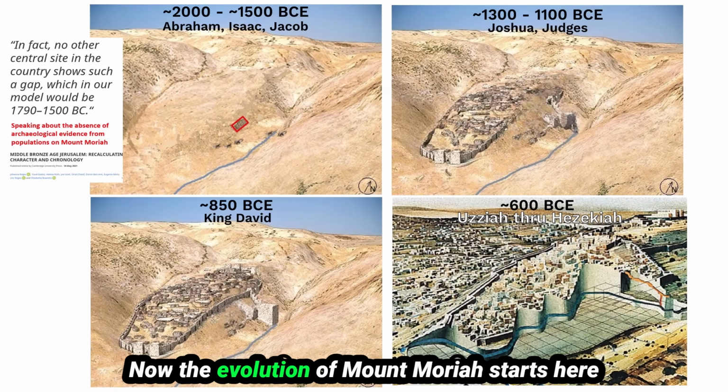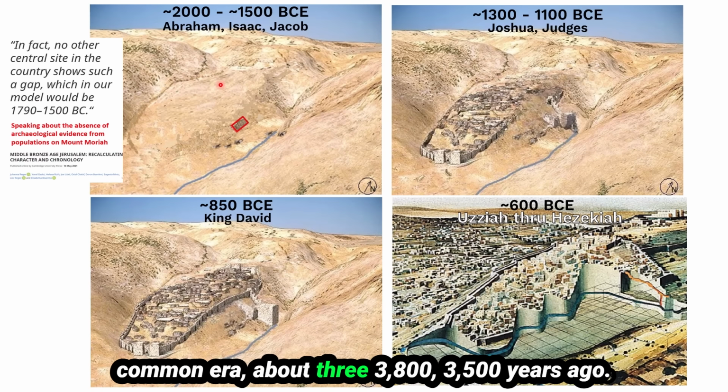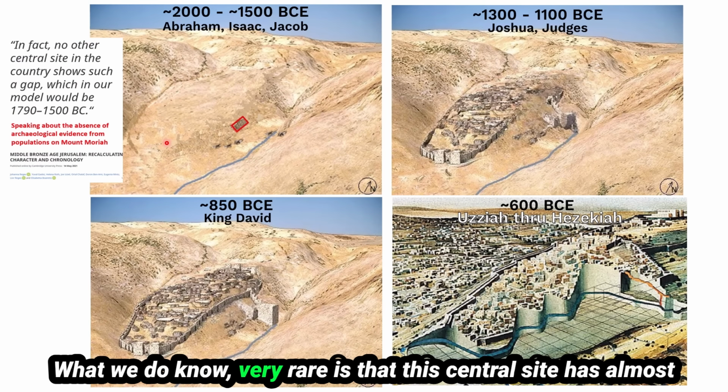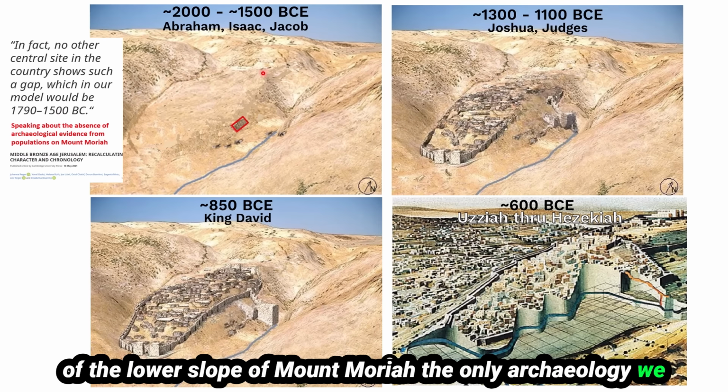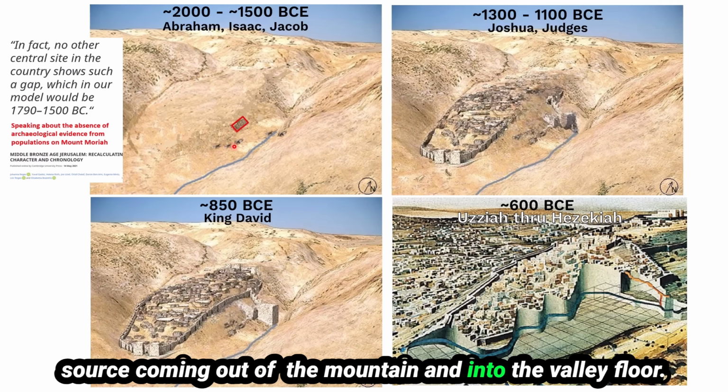Now, the evolution of Mount Moriah starts here back in the period 2000 through 1500 before the Common Era, about 3,800, 3,500 years ago. What we do know, very rare, is that this central site has almost no archaeology on the summit of Mount Moriah and on the ridge of the lower slope of Mount Moriah. The only archaeology we find is on the eastern slope, around the Gihon Spring, the water source coming out of the mountain, and in the valley floor.